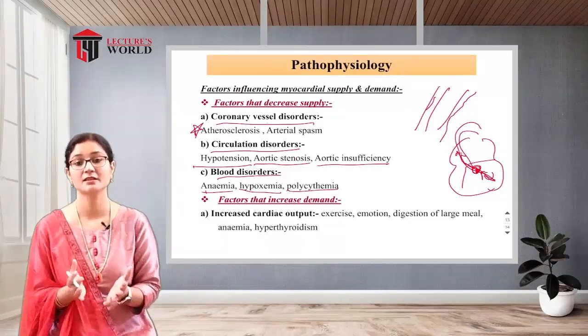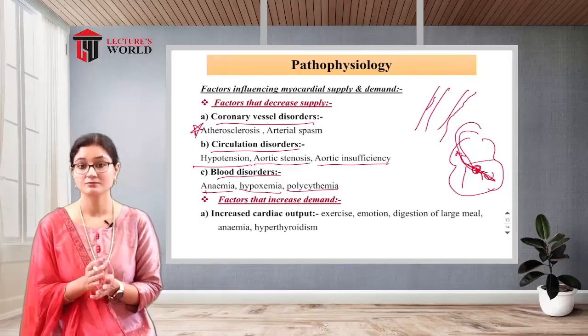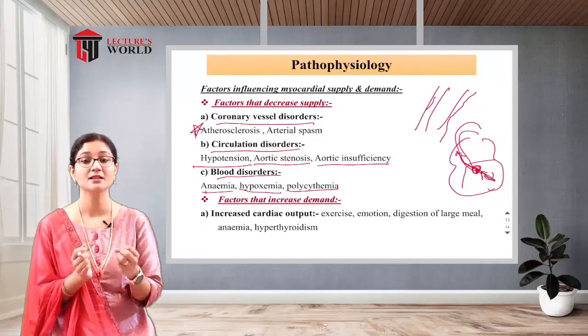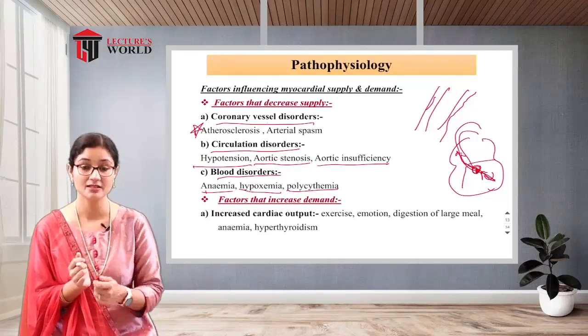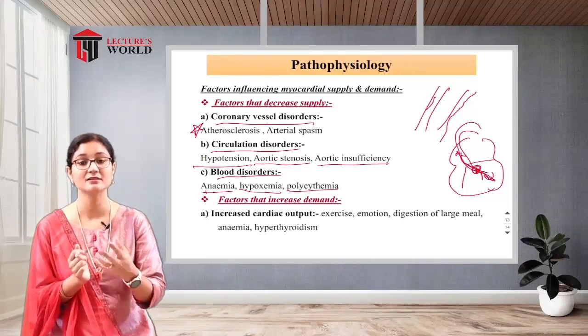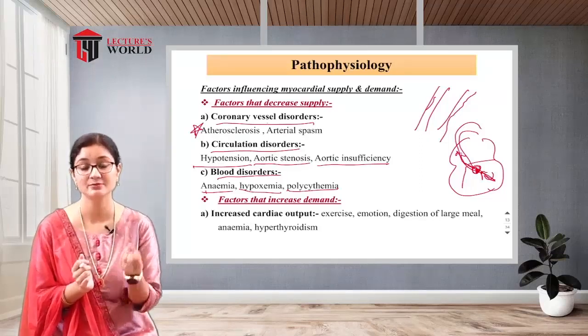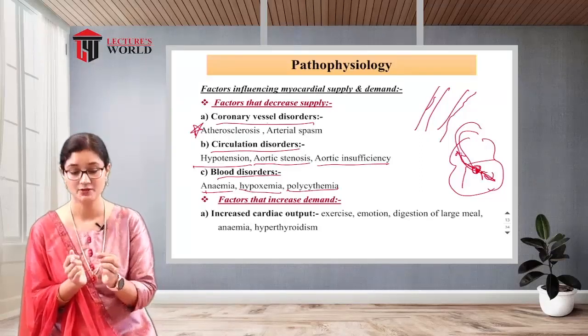Polycythemia is increased red blood cells in our blood, and when there is a greater amount of red blood cells, there can be increased clot formation. As the concentration, or we say hemoconcentration, increases, because of that there can be clot formation.